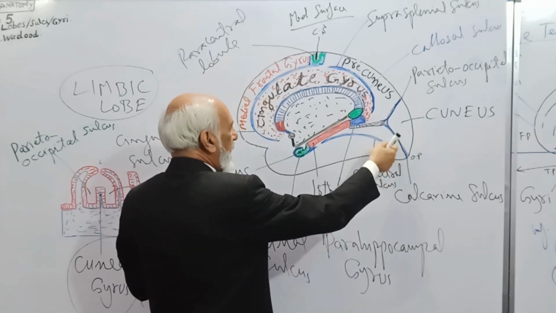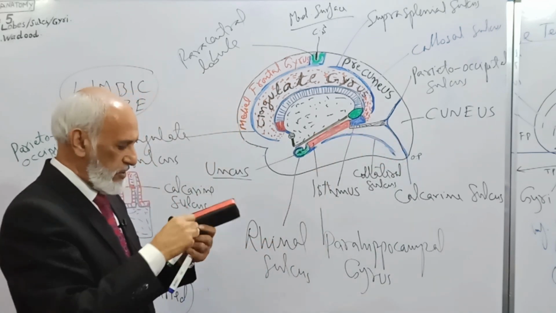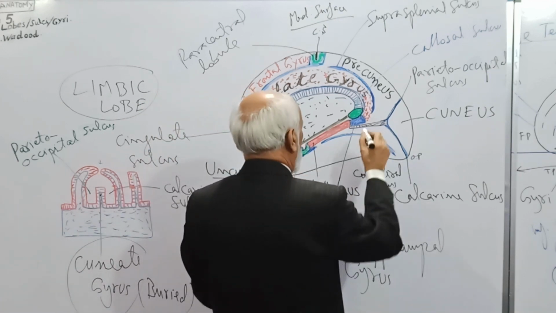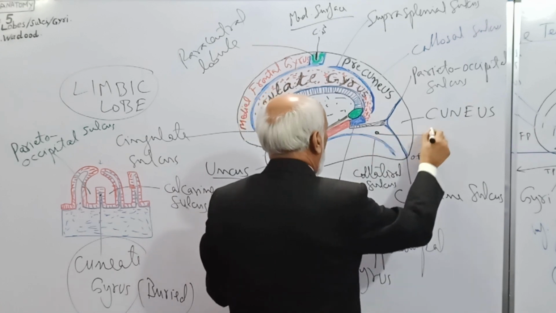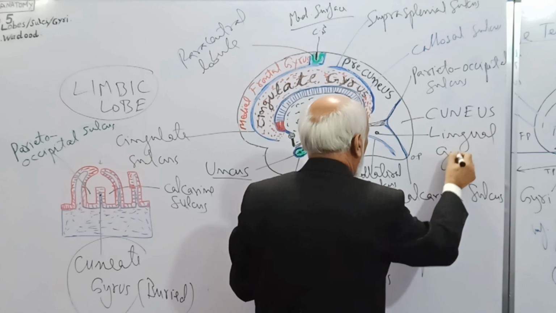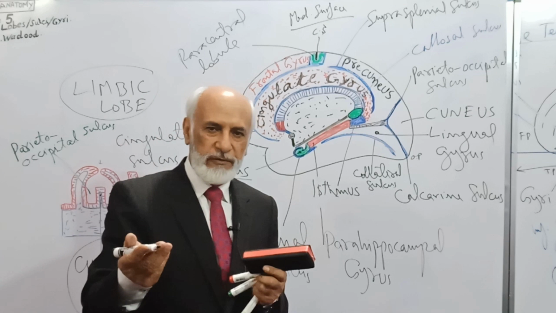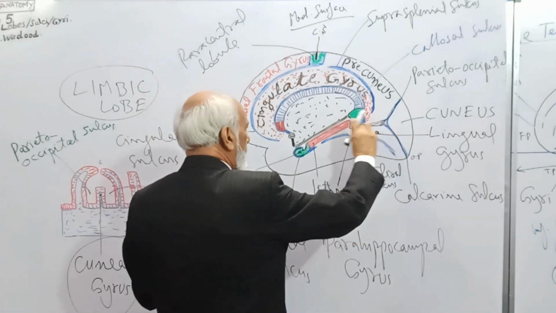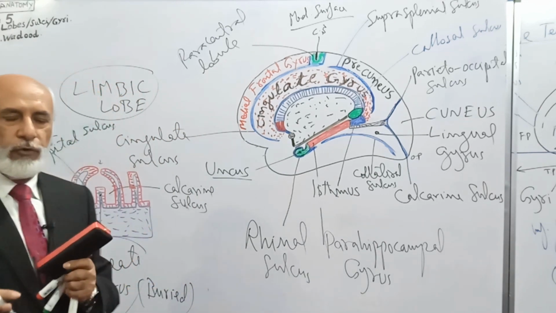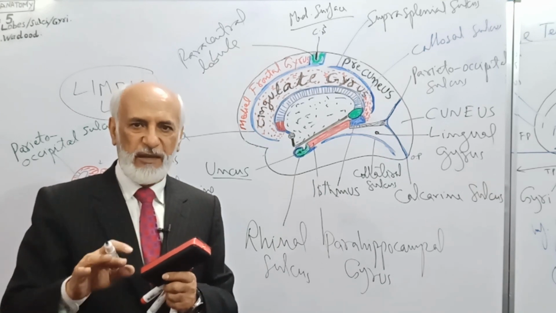Now, can you see a gyrus here? An elongated gyrus, tongue shaped. This is why it's known as the lingual gyrus. Just like tongue is known as lingual, glossus. So because it is an elongated tongue-shaped gyrus, this is known as the lingual gyrus. So these were sulci and gyri on the medial surface of the cerebral hemisphere.